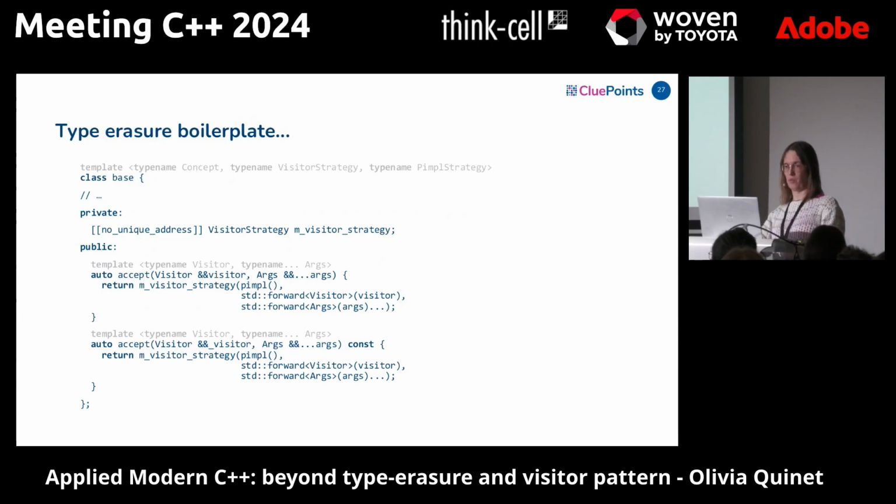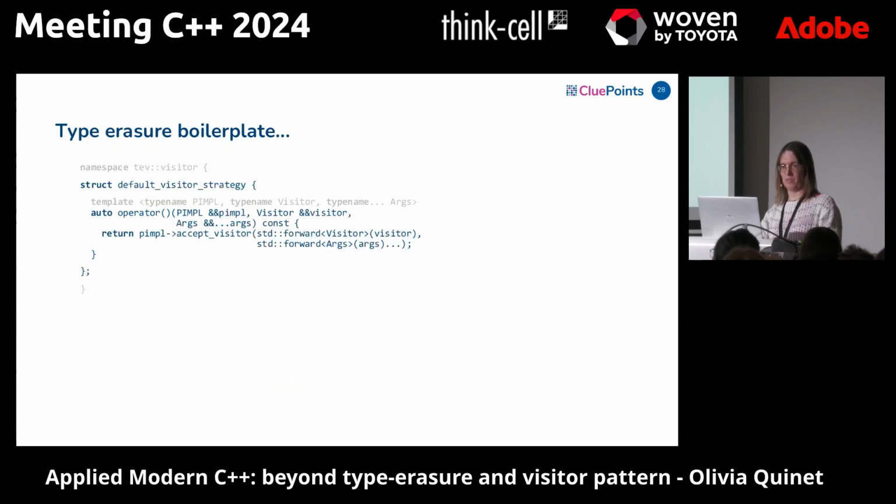And now for the visitor. So we have a visitor strategy, and in fact, we simply add an accept method to the base class that will take a visitor and some arguments, and we transfer everything to the visitor strategy. We have also the const version of the accept method. And so the default visitor strategy is very easy. It's just a call operator that calls the accept visitor method of the pimpl and transfers all of its arguments.